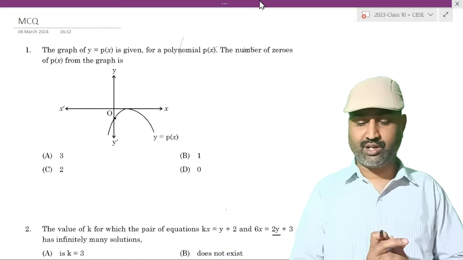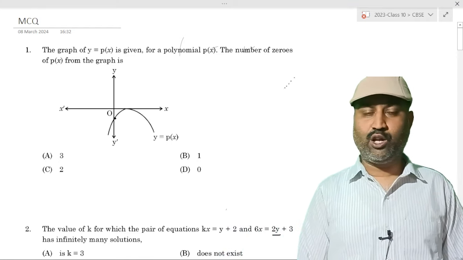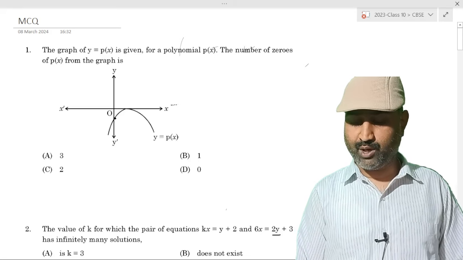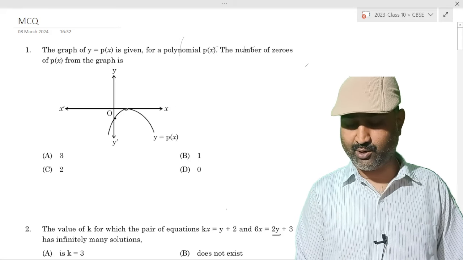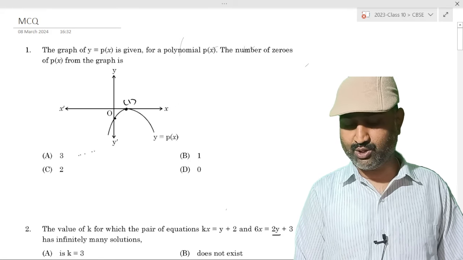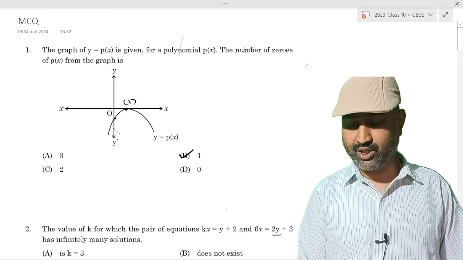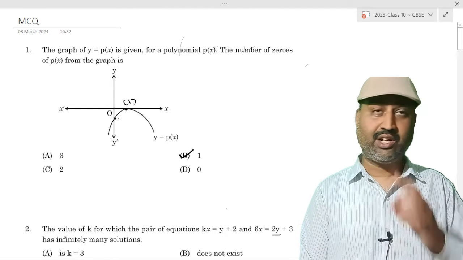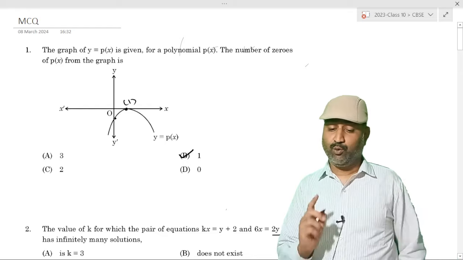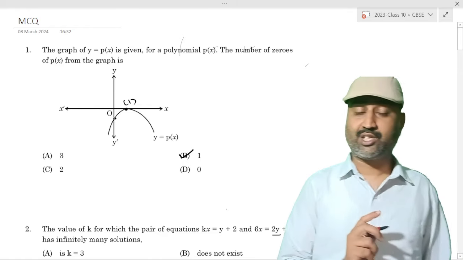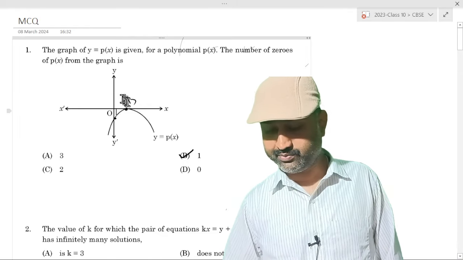The first question is from polynomials. The number of zeros of p of x. See here, it is intersecting the x-axis at one point. Therefore, the number of zeros is 1. Don't count this point here, because this is intersecting the y-axis. We should count only zeros for intersection with the x-axis.